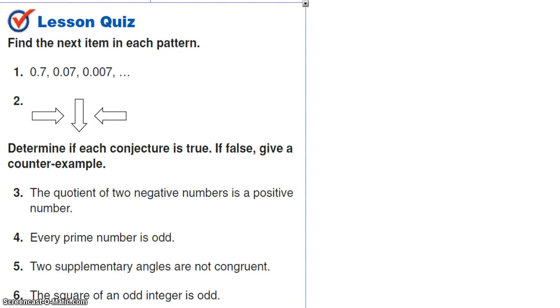So go for the lesson quiz, pause this, take it down, go for it, and go ahead and start your lesson.